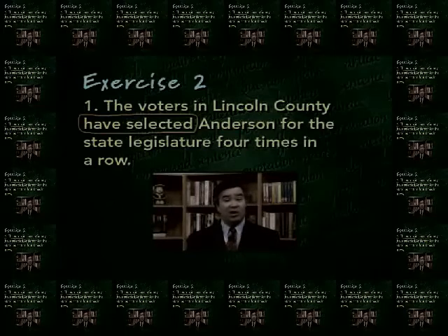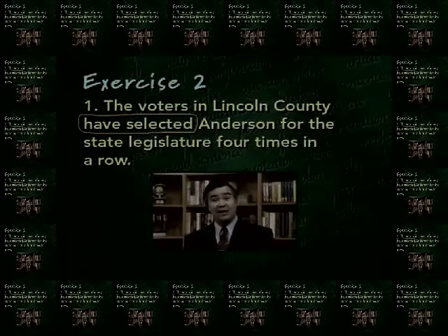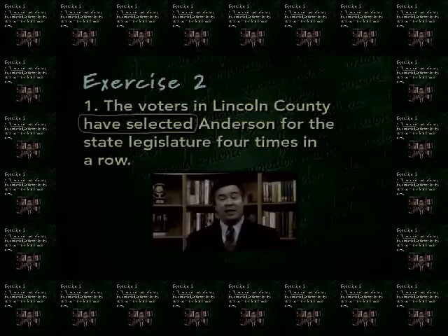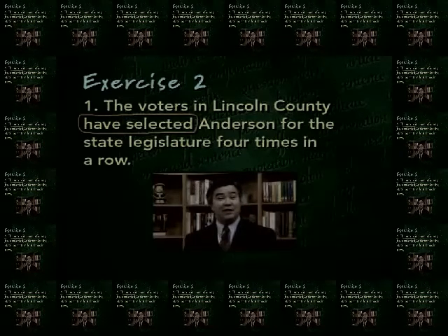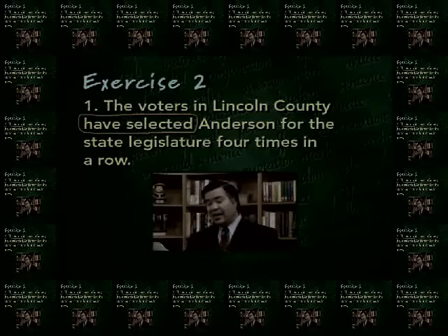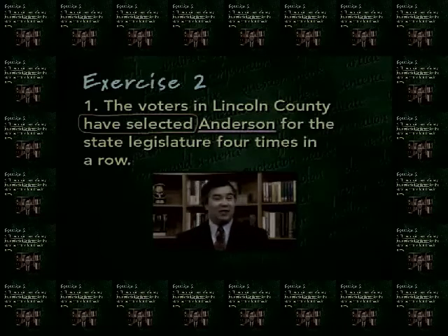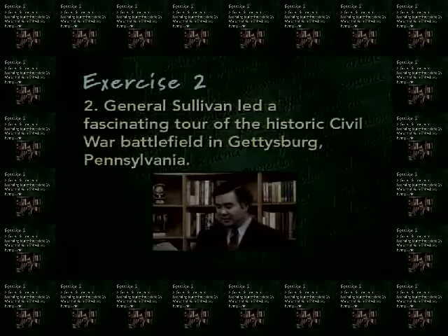The voters are the ones who have selected. Now, is there any word that receives the action of the verb have selected? That is, is there any word that answers the question what or whom after the verb have selected? Well, the answer is the voters have selected Anderson. Anderson receives the action of the verb have selected, and therefore Anderson is the direct object of the verb in this sentence. The next example.